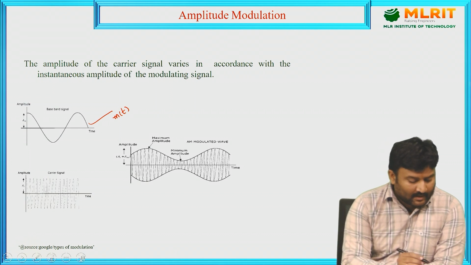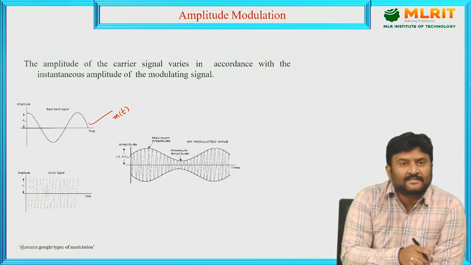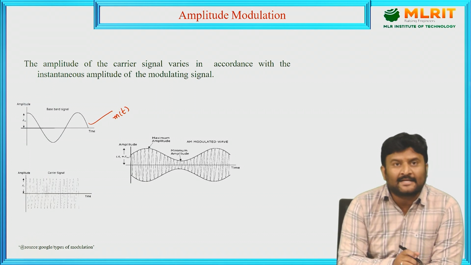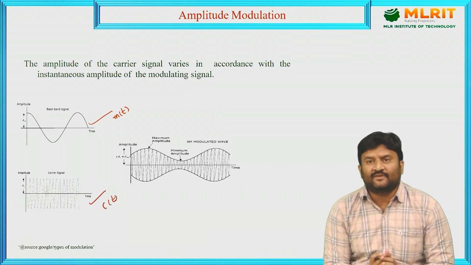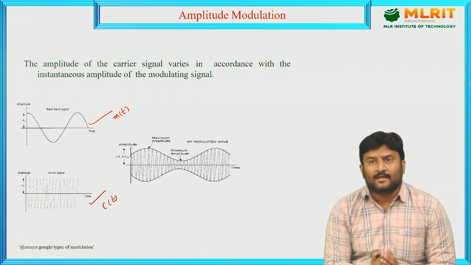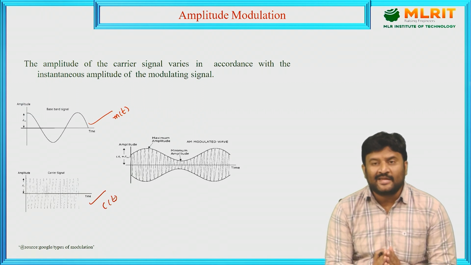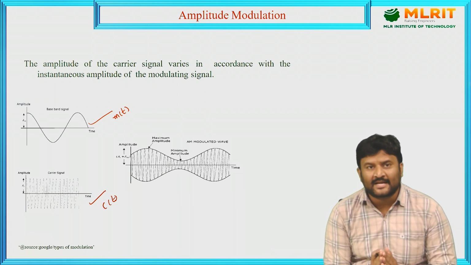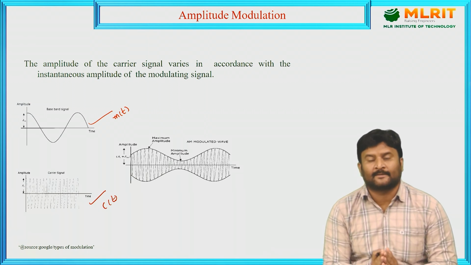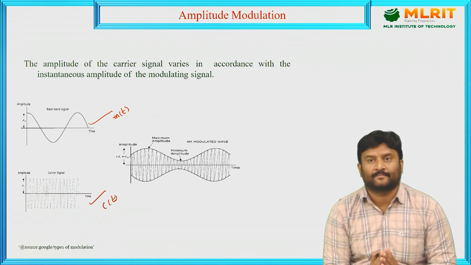The second signal, a high frequency signal, is called the carrier signal. I am representing the carrier signal as c(t). What is the definition of modulation? The process in which the high frequency carrier signal is varied according to the instantaneous values of the message signal is called modulation.